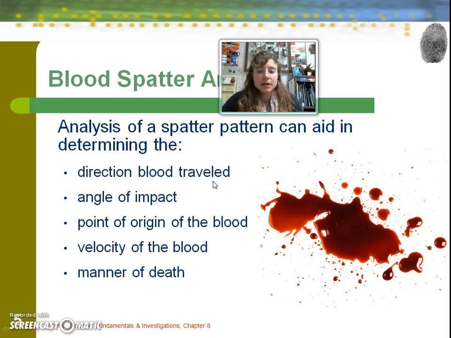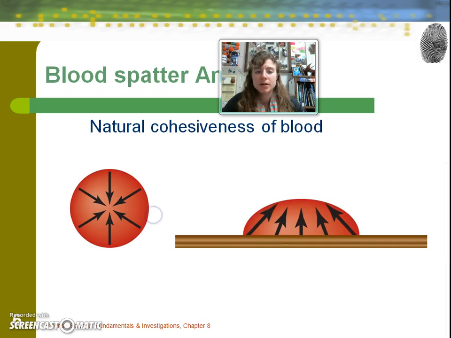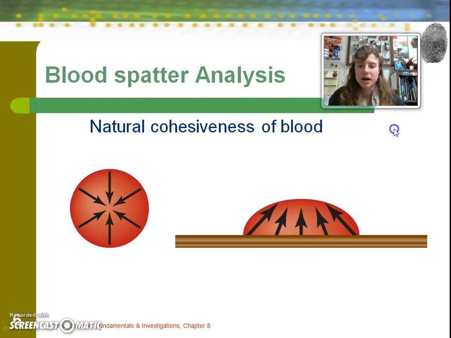So again, we can analyze the direction that the blood traveled, the angle of impact, point of origin of the blood, velocity, and perhaps the manner of death. Now we need to look at a little bit of the chemistry and physics behind the way that a blood drop acts. So just like water, you could take a coin and use a dropper and drop one drop at a time of blood, and it would form this nice droplet rather than just meandering out.